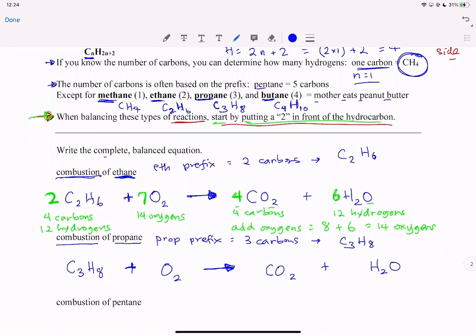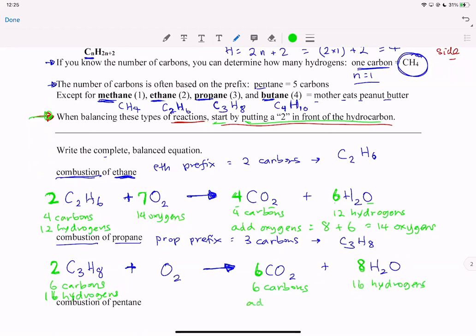You only add coefficients. So the starting point is to put a 2 in front of the hydrocarbon, which is a 2 in front of C3H8. So this means there's going to be 2 times 3 or 6 carbons. And there's also going to be 2 times 8 or 16 hydrogens. To have the 6 carbons, I'm going to need to put a 6 on the right side in front of CO2. That will give me 6 carbons. And then to have 16 hydrogens, I'm going to need to put an 8 in front of H2O. That's 8 times 2 for 16 hydrogens.